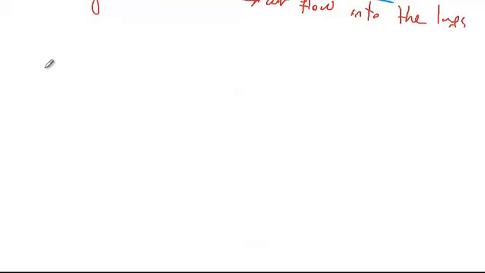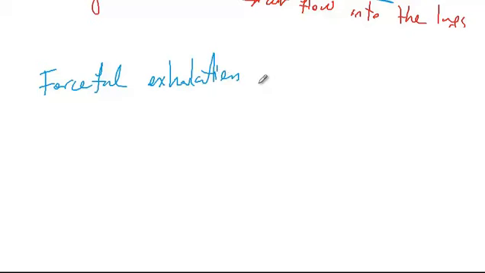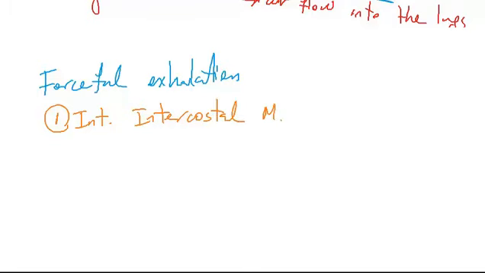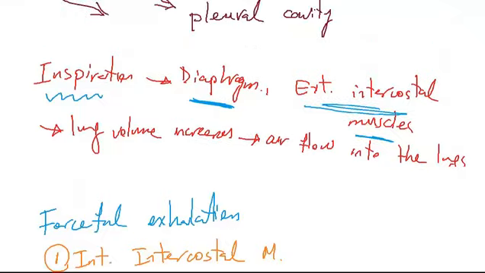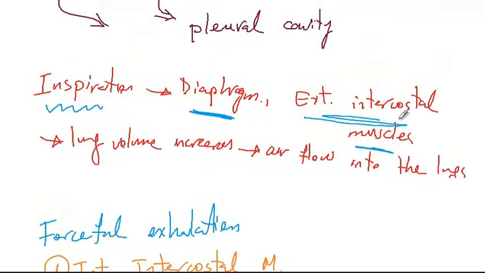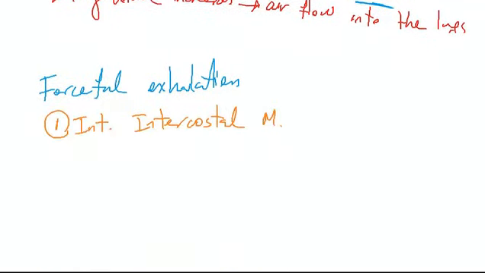So for forceful exhalation, that's the time that some other muscles are recruited, and these include, number one, contraction of the internal intercostal muscles. Recall how the external intercostal muscles were required for expanding the chest wall. Here the internal intercostal muscles will recoil the chest wall inward.